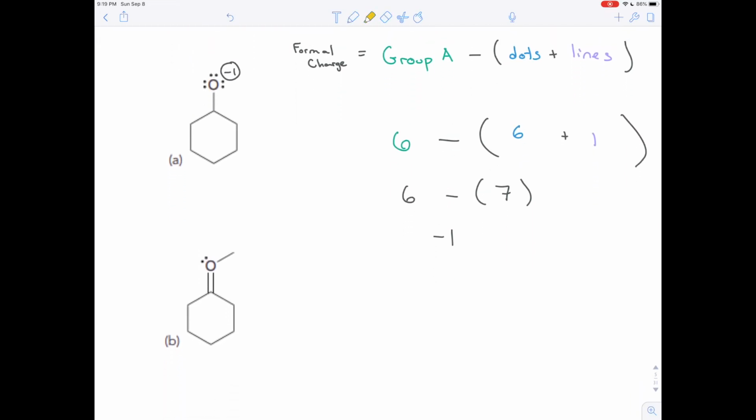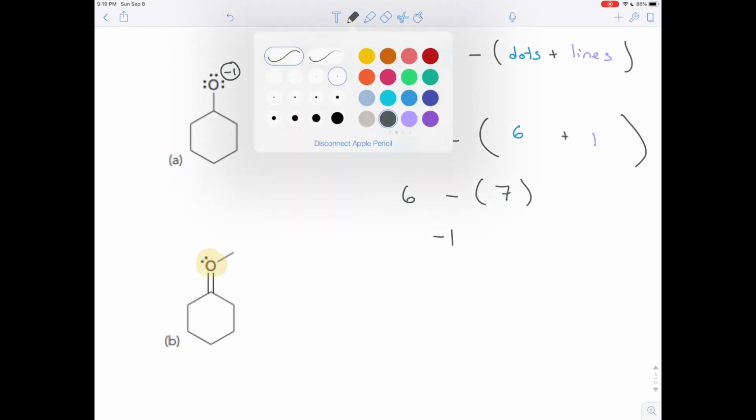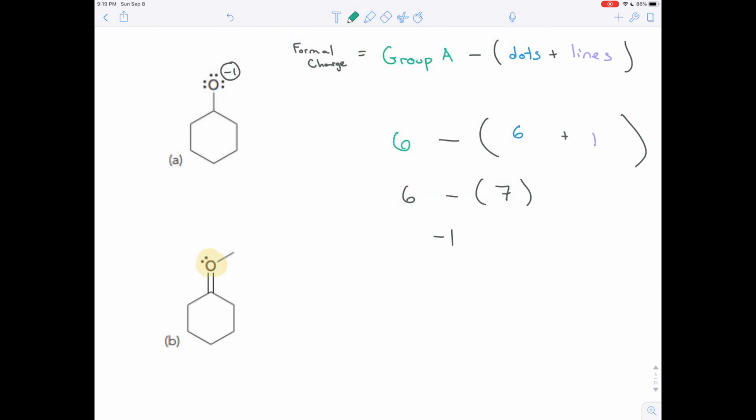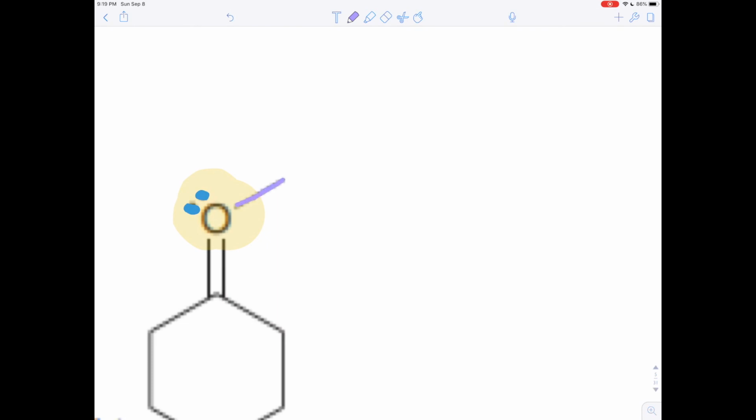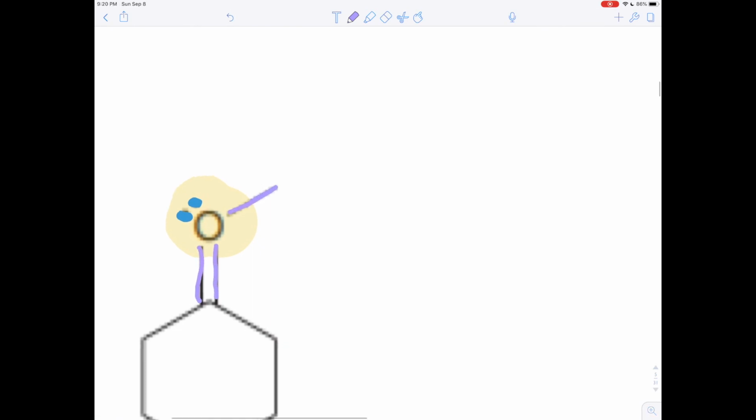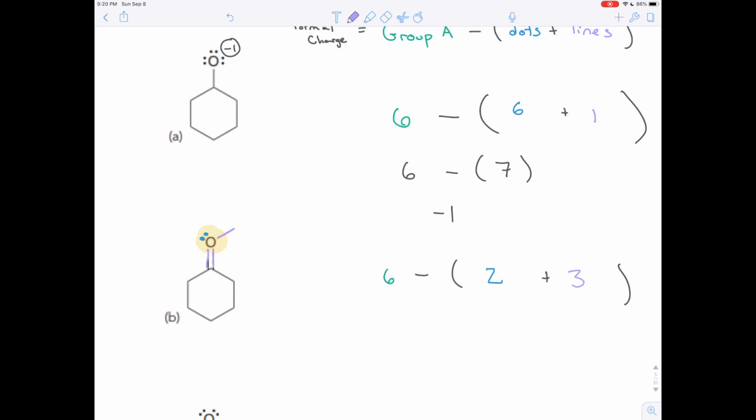For the next molecule, again, we're just looking at the oxygen, so this one right here. We know that it's going to be the group A number, which for oxygen is always 6. And we're going to subtract the dots and the lines around that particular oxygen. If you zoom in, you could see that oxygen has 2 dots, and around it you would only have 1, 2, 3 lines. So 3 lines. So that gives you 6 minus 5 or plus 1. There's a positive 1 charge on that oxygen, and so you would write the plus 1, circle it right next to the oxygen.